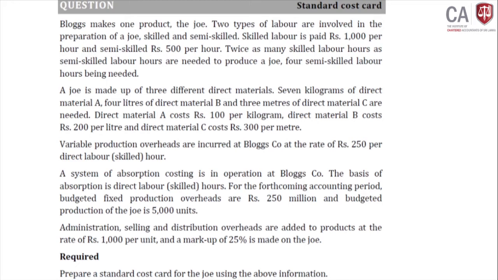They have given variable production overhead cost. How do we calculate? Are incurred at blocks company at the rate of 250 per direct labor hours, skill labor hours. Skill labor hours කීයද? 8. So then 2,000, right? 2,000.